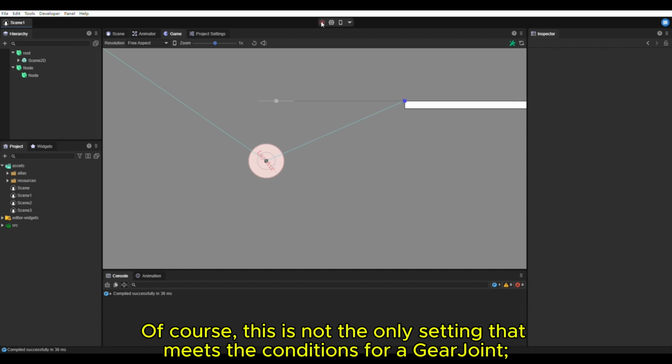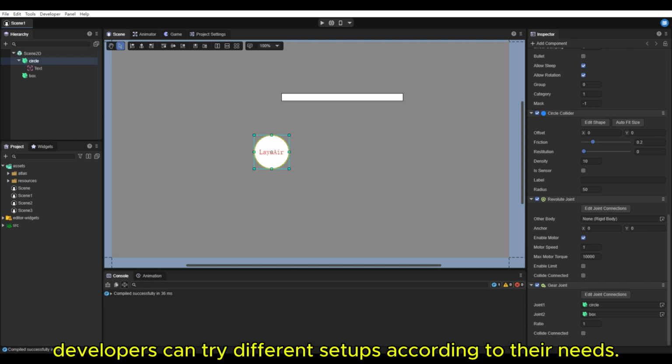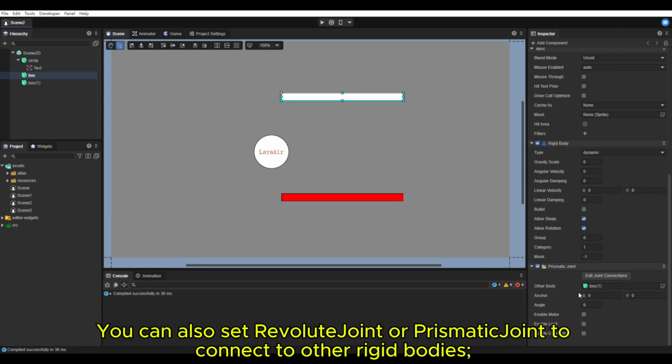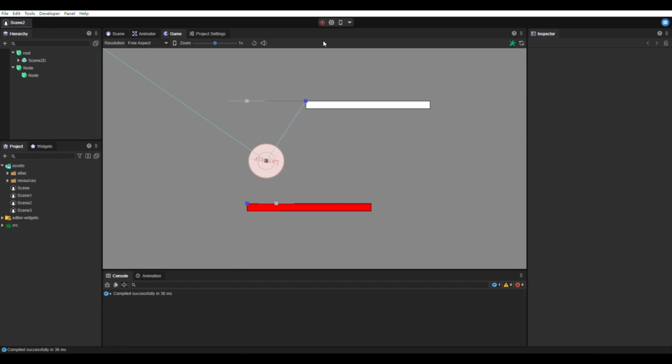Of course, this is not the only setting that meets the conditions for a gear joint. Developers can try different setups according to their needs. You can also set the revolute joint or prismatic joint to connect to other rigid bodies. Developers need to judge based on actual requirements.